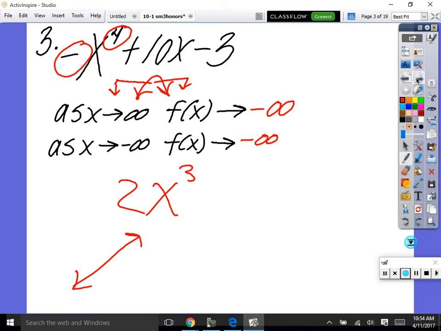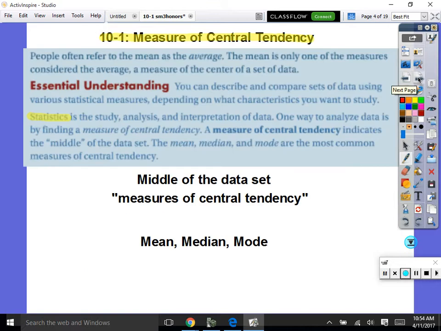So now we're going to start today's lesson. This is 10-1 and 10-2. We're going to go through them together today. So 10-1 is focusing on measures of central tendency. You're going to want a place to do some work, so there's not enough room on the worksheet.